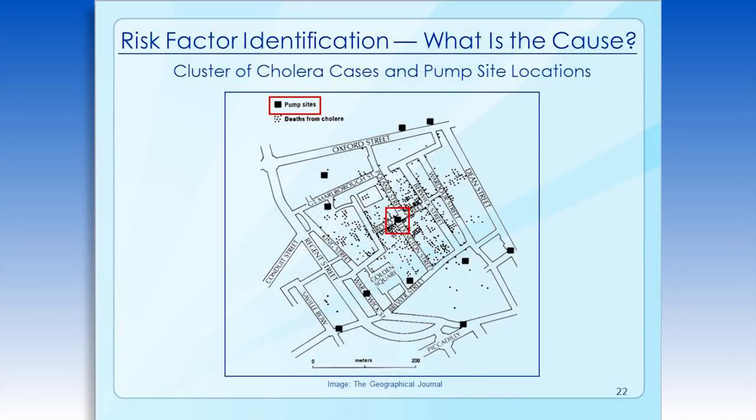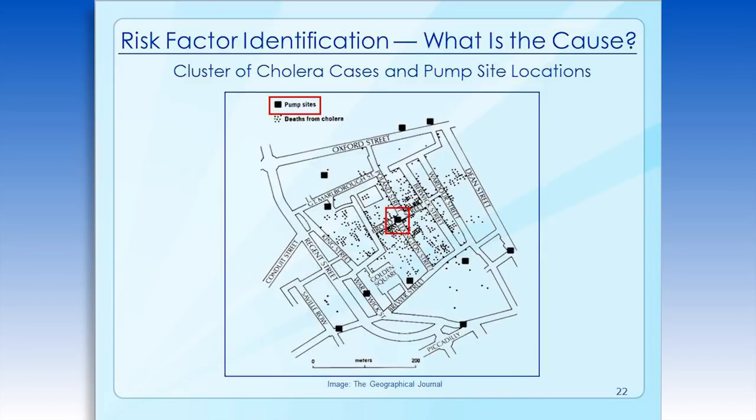So next, Dr. Snow examined the data and tried to identify risk factors. That is, he tried to determine the cause of deaths by using the pattern of where cases were occurring. So this slide illustrates the location of the water pumps in the neighborhood. These are the black boxes. On the basis of his previous work, Snow believed that water was a potential source of cholera.